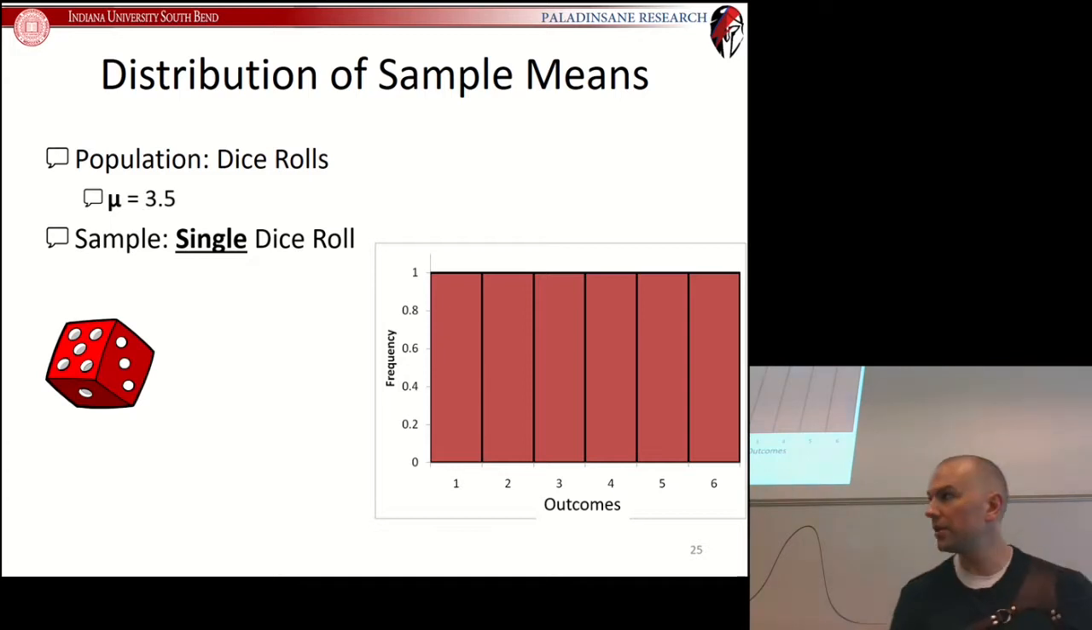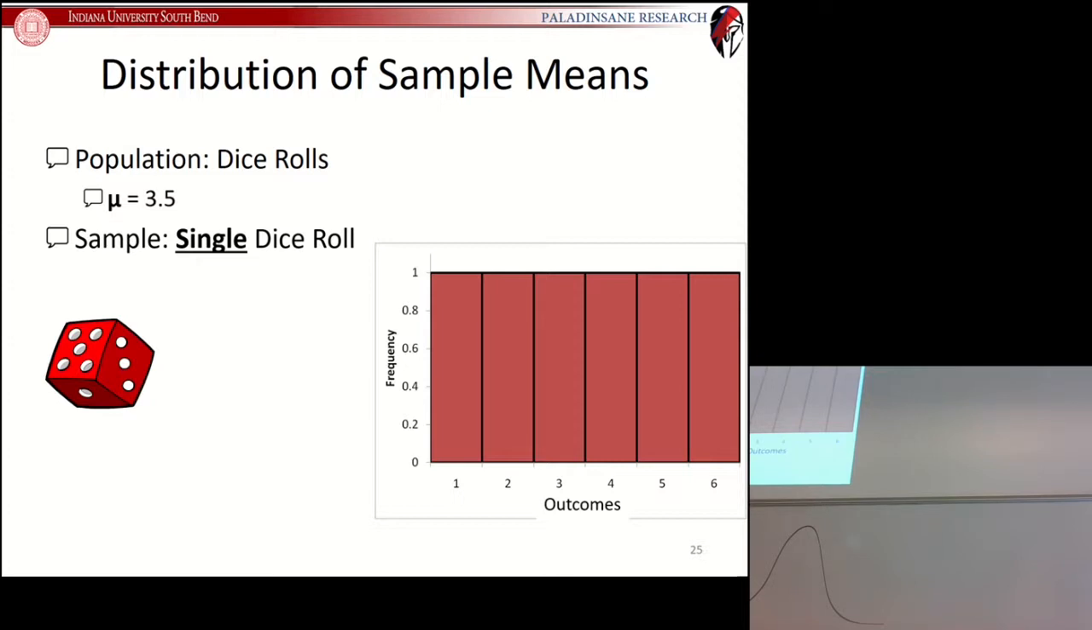So we go from IQ to dice rolls. And when we roll a 5, we take a look at that and we say we have one score in our sample, it's a 5. 5 divided by 1 is 5, so the mean of this sample is 5. It's a little bit of a simplified one.